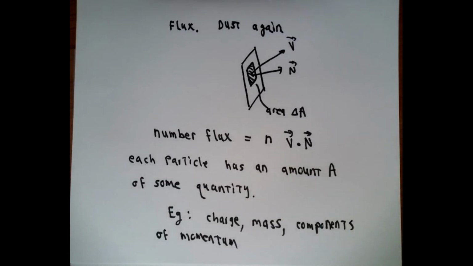Each particle is going to have the same amount, capital A, of some quantity. This quantity might be charge, mass, components of momentum in various directions, or some other quantity. For example, each particle might have the same mass, m. The flux of mass across the surface will be the amount of mass times the flux of particles across the surface. m, number density, velocity vector, dot product with unit normal vector.